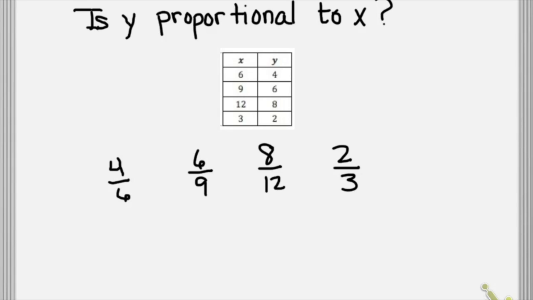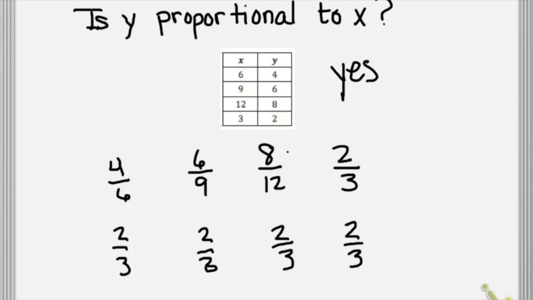And I see that they each make proper fractions, so I'm going to simplify them. I'm going to make this one 2 over 3 by simplifying. This one I can divide by 3, and that one becomes 2 over 3. I can divide this one by 4, and that one becomes 2 over 3. And this one is as simplified as it can get, so that's 2 over 3. I see that they're each the same, so yes, it is proportional.